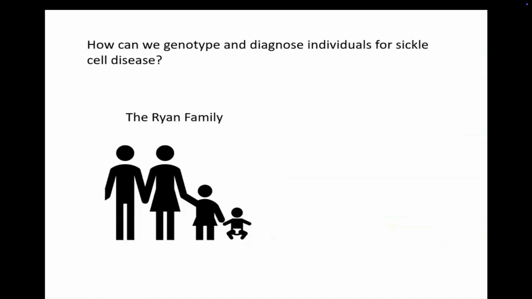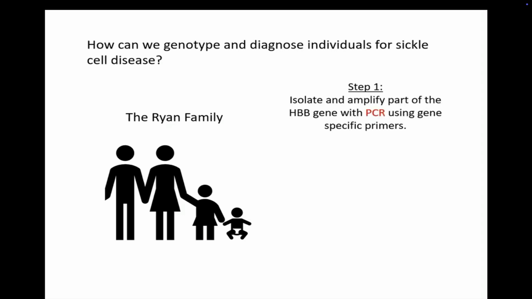So our job in this lab is to genotype and diagnose the individuals of the Ryan family, a fictitious family with a dad, a mom, a little girl, and a baby boy. So how can we do this? We're going to do this in 3 steps using our biotechnology techniques.